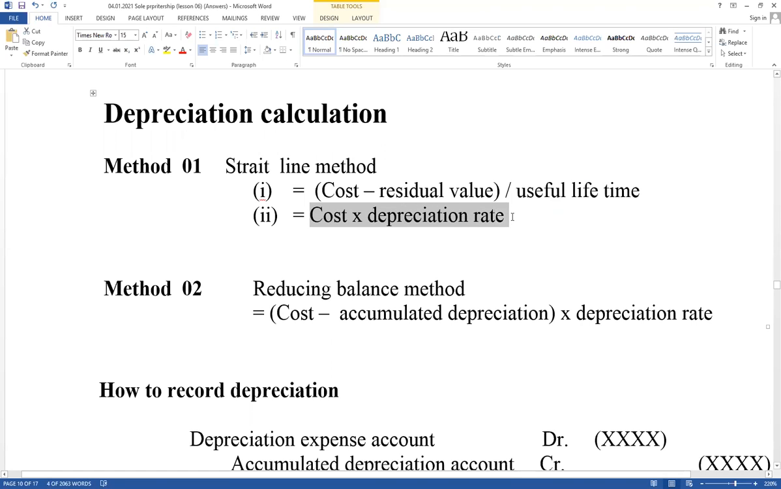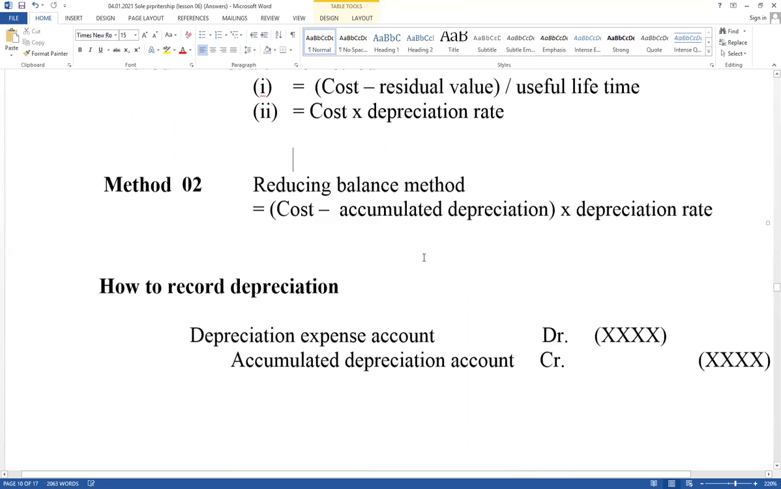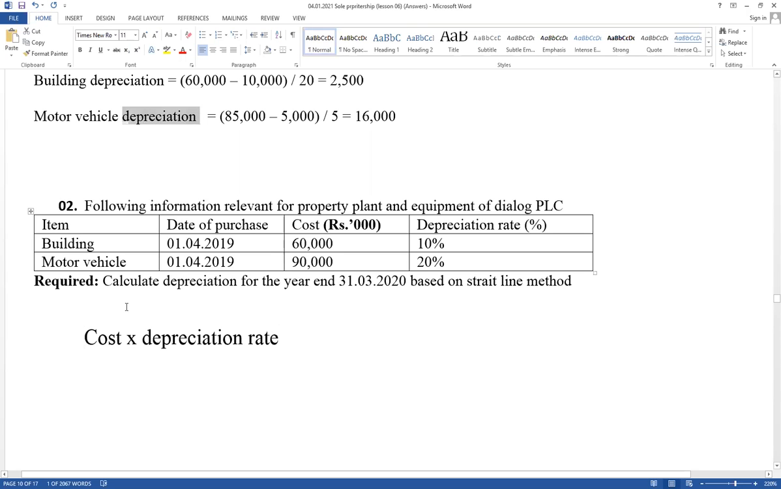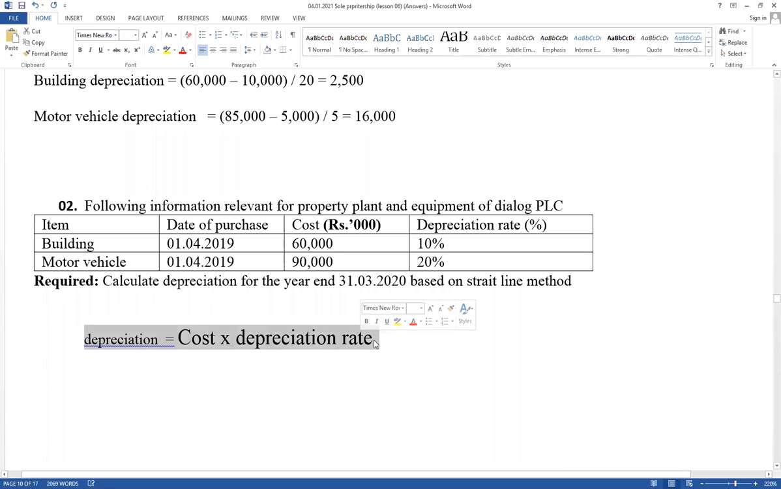Therefore, question number 2, it has given a depreciation rate. Not given useful lifetime, not given residual value. Therefore, this is the equation you have to apply. Cost value into depreciation rate equals depreciation. Therefore, depreciation equals this equation. Right now, think about question number 2.